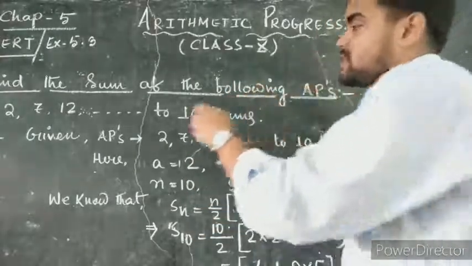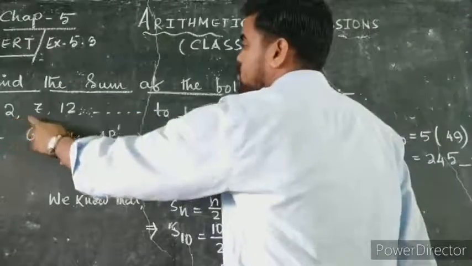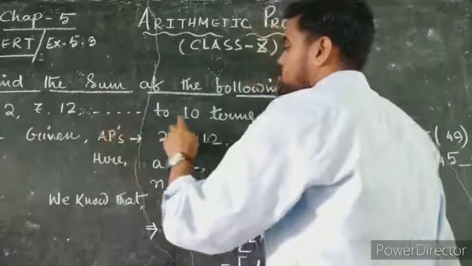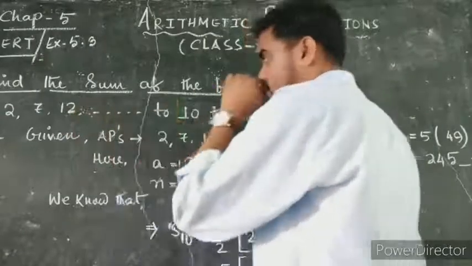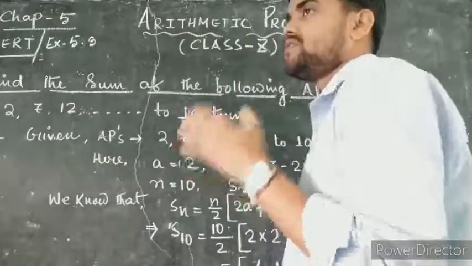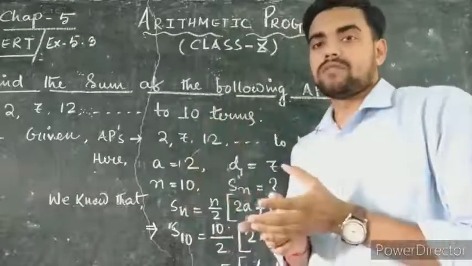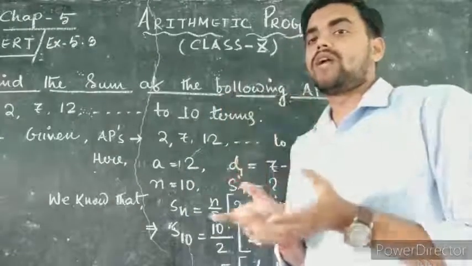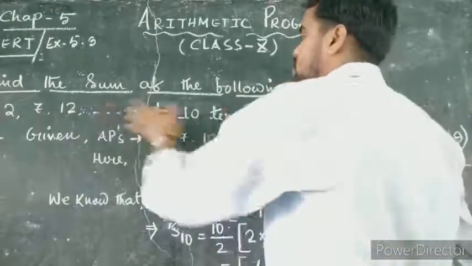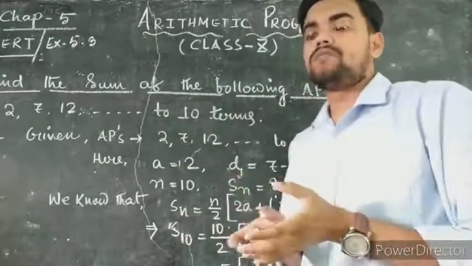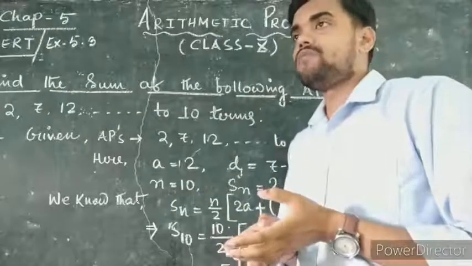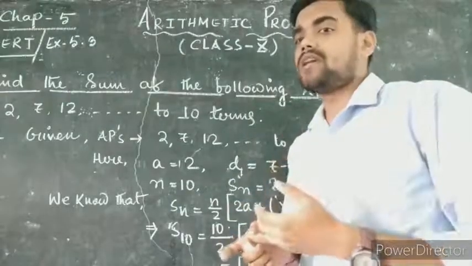The first one you can see is an AP series: 2, 7, 12, up to 10 terms. That means in this AP series 10 terms are there. We find the sum of all 10 terms. In this given AP series 10 terms are there. We have to find the sum of all terms, that means the sum of the 10 terms. So we have to find the value of S_10.